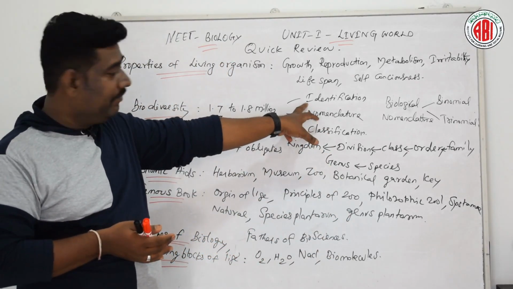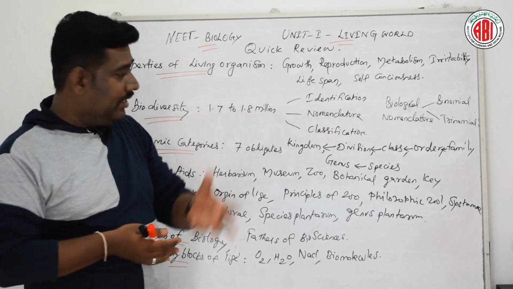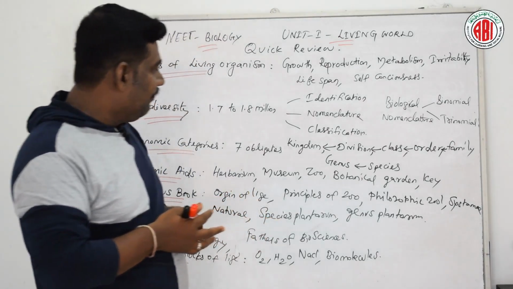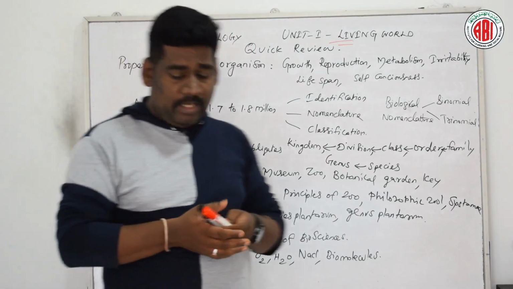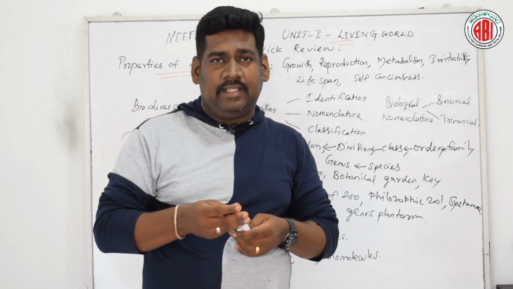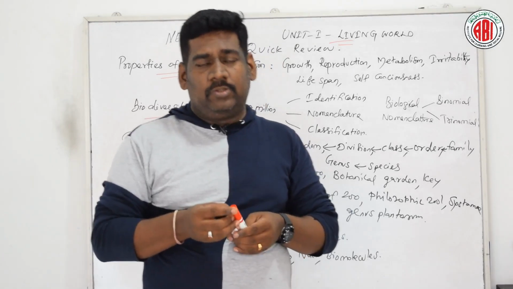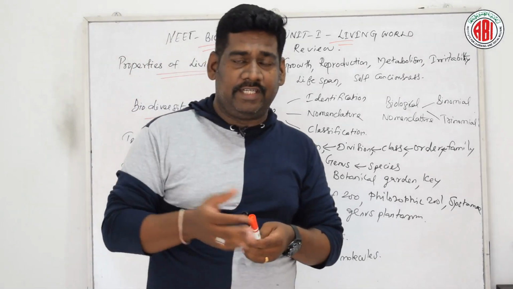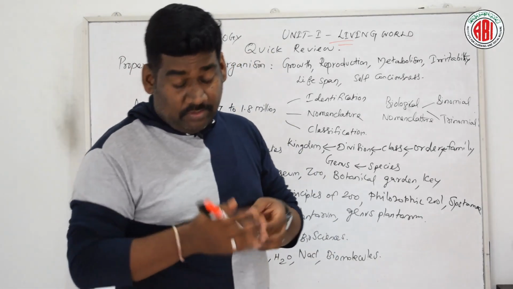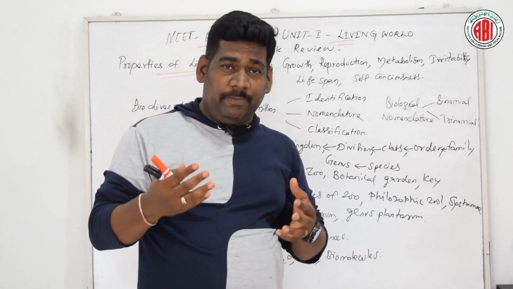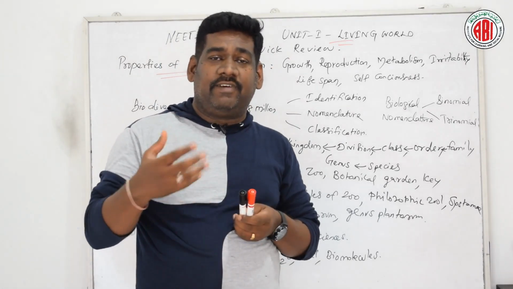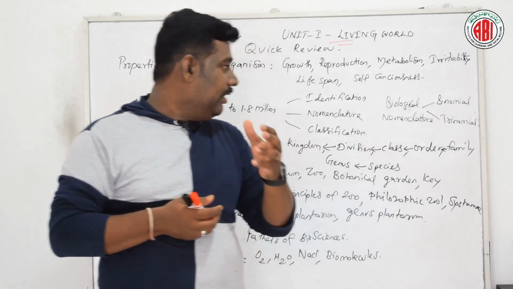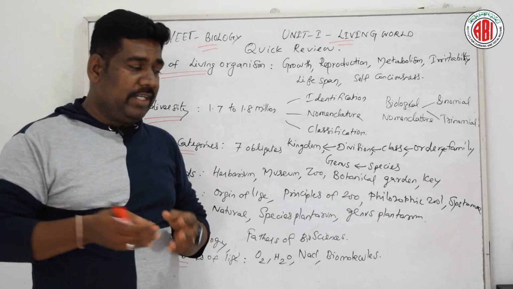identification of organisms and nomenclature, the naming of an organism, then classification, taxonomy and systematics. Nomenclature is one of the very important categories. Based on that, one can identify the organism, how it is surviving, where the organism can be seen, and do further studies about the particular species. Biological nomenclature helps us with this.